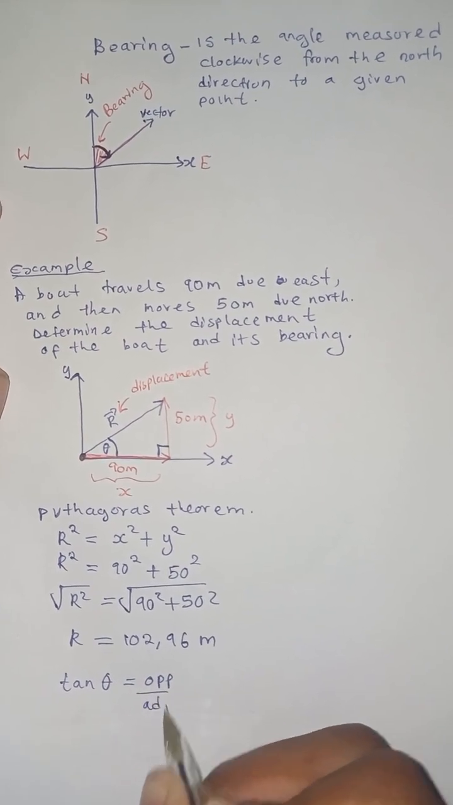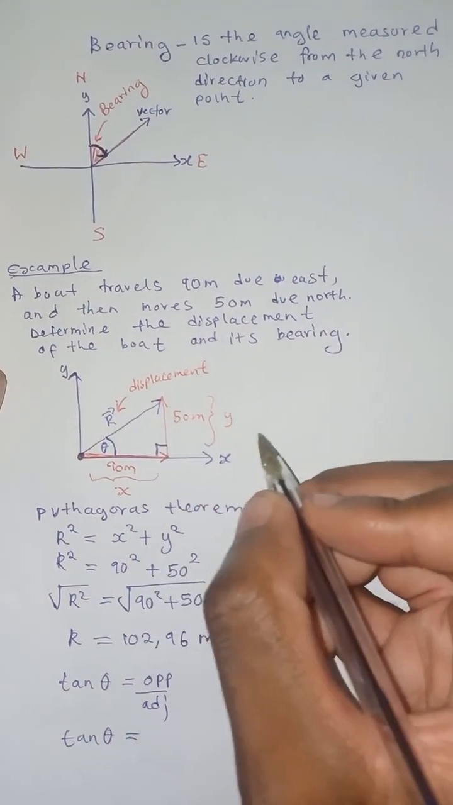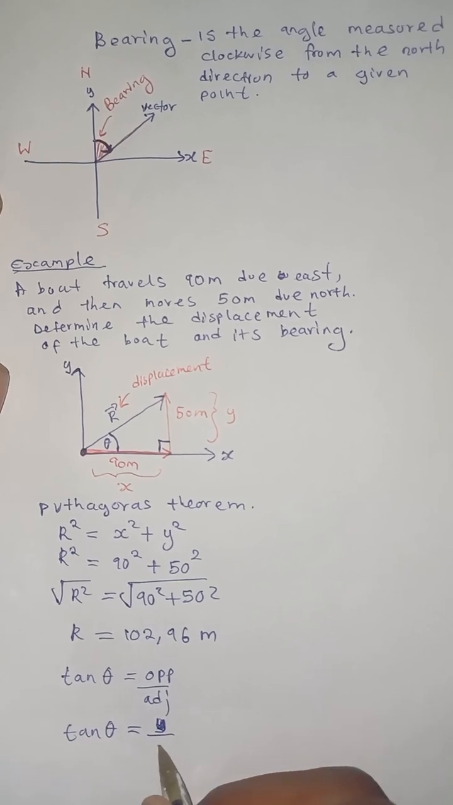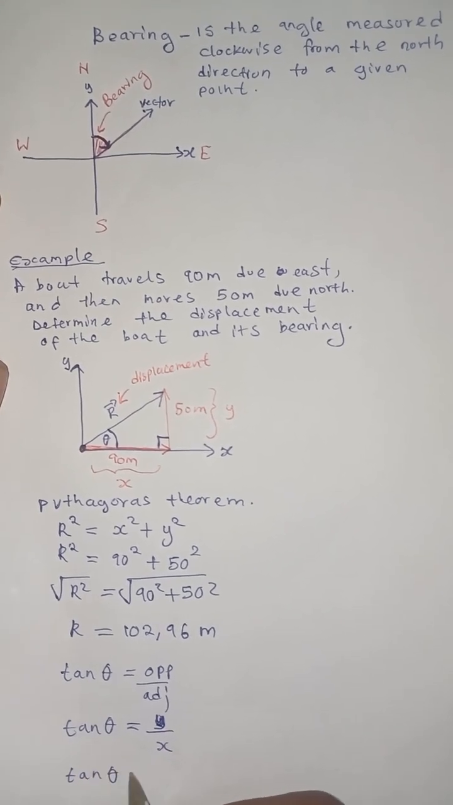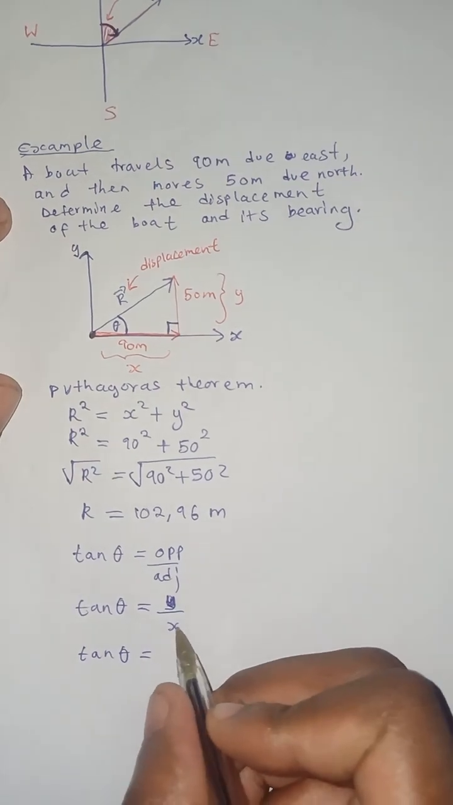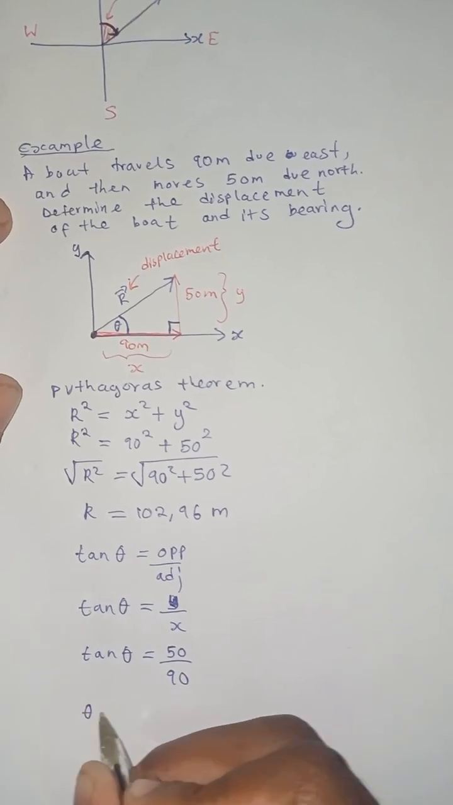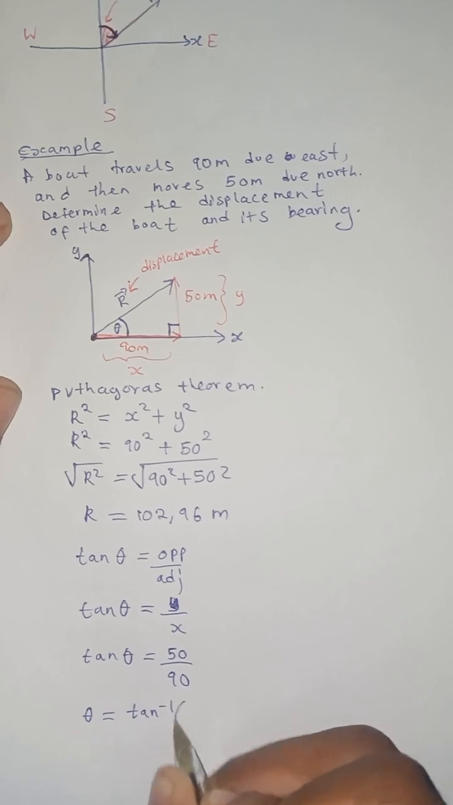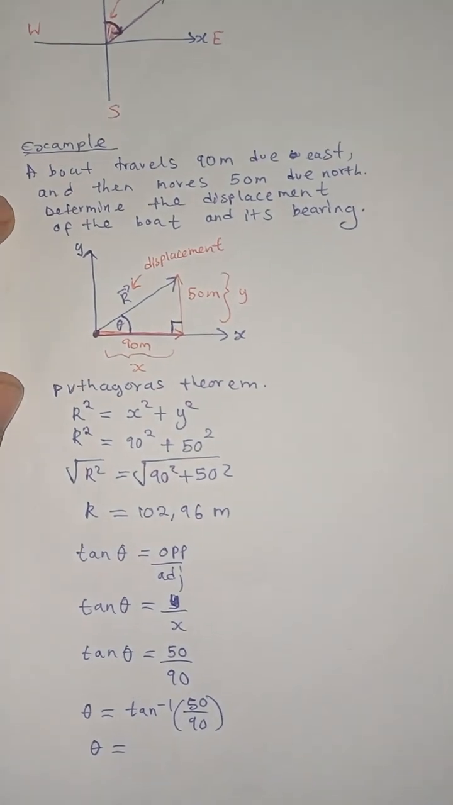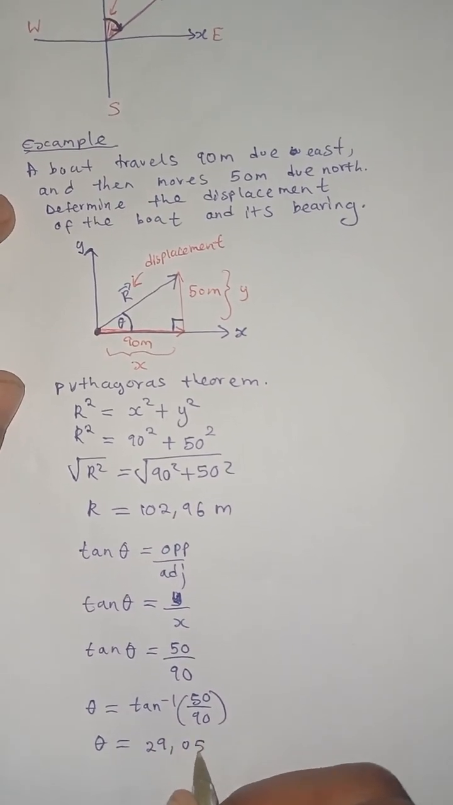And then now this angle here is theta, so we're gonna have tan theta is equals to opposite over adjacent. Then tan theta is equals to, what is the opposite side? It is the side y, and the adjacent side is x. So tan theta is equals to y over x. Y is 50 and x is 90. Then theta is the inverse tan of 50 over 90. When we calculate it, we get 29.05 degrees.